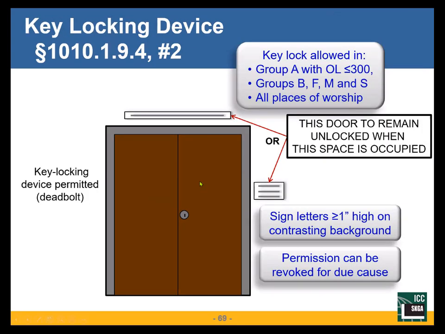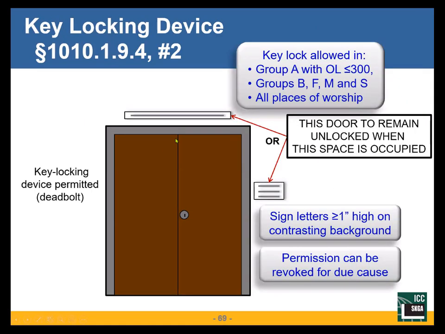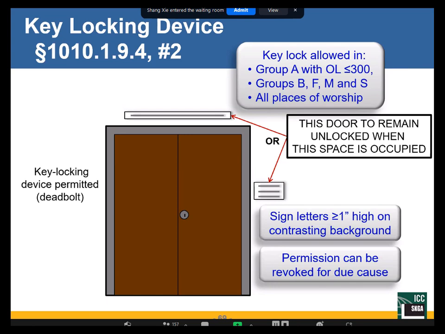This door, this is the active leaf. This is the inactive leaf. The hardware is on the active leaf. Okay, knowing that, surface mounted bolts and flush bolts are prohibited. This is an edge mounted flush bolt on the edge of the door where it would be located here and here. So to release it, I would unlock this door and then manually release those top and bottom that lock into the frame and the foundation.